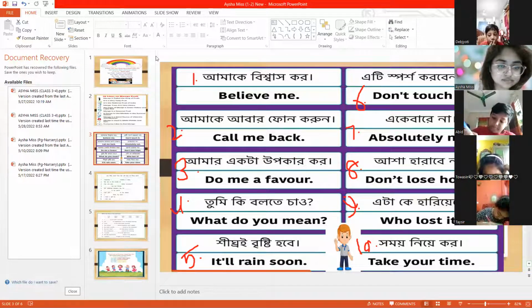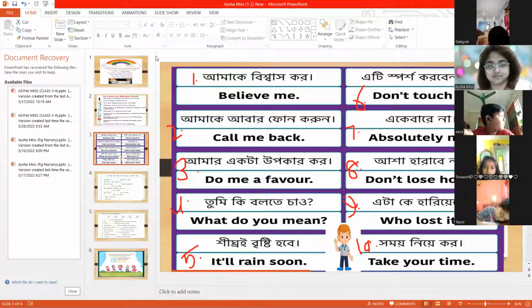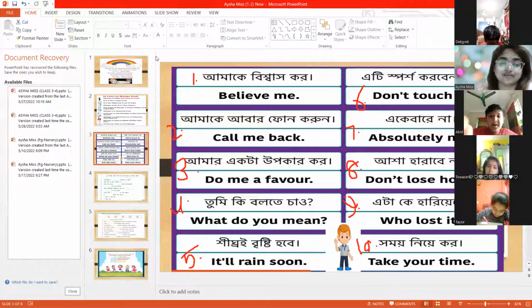Miss, it is raining here. Yes, on my side too. It started from 9:20 a.m., and it is very heavy rain. It is too heavy. Miss, it is raining now. Heavy.